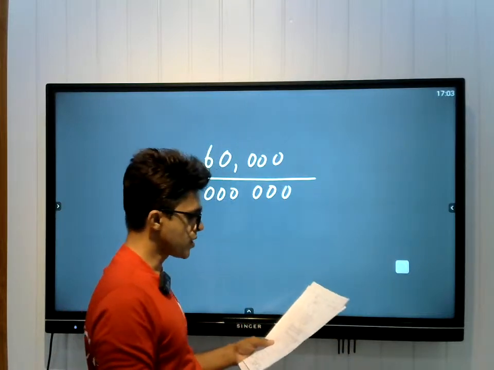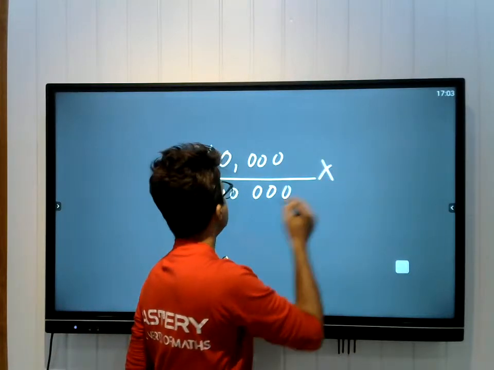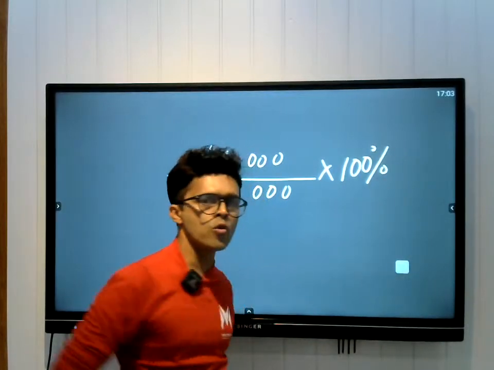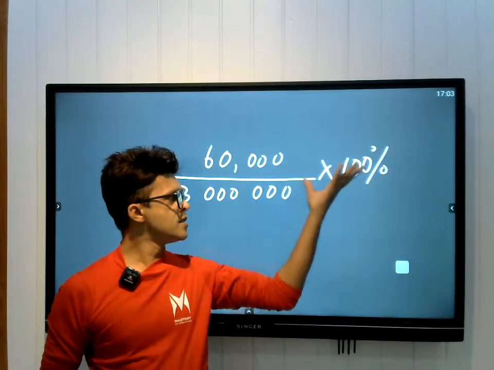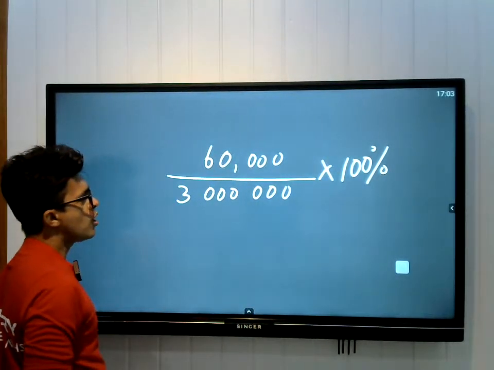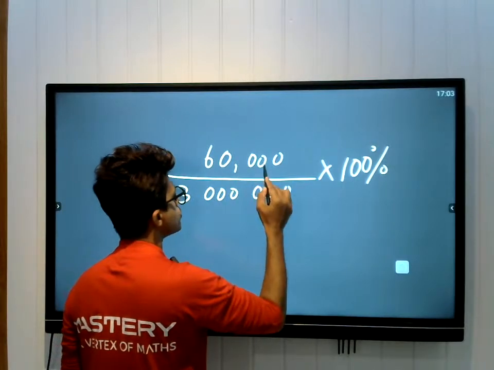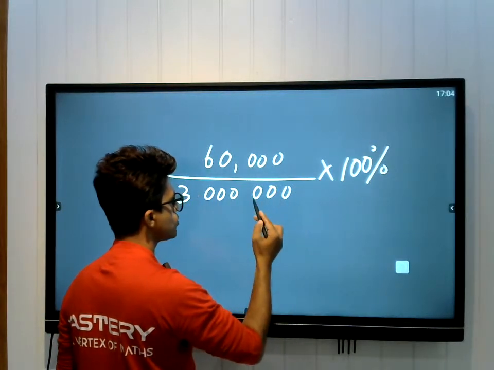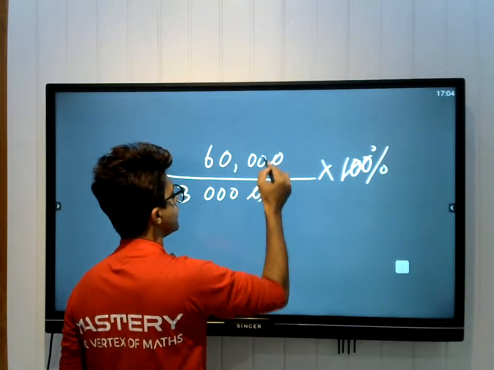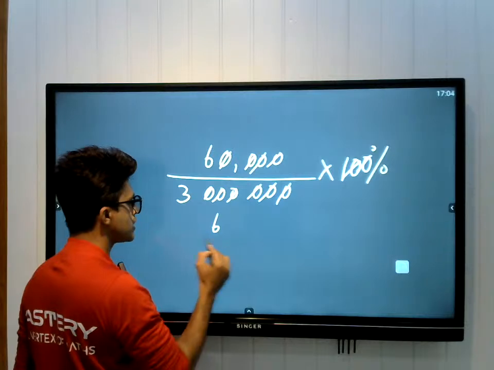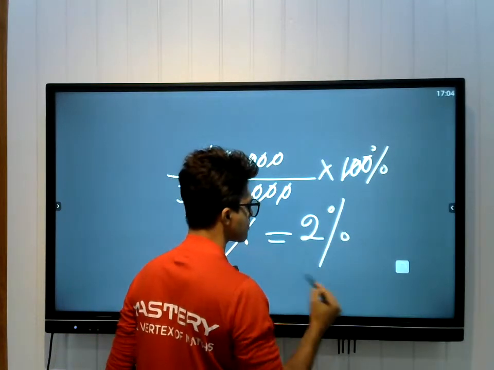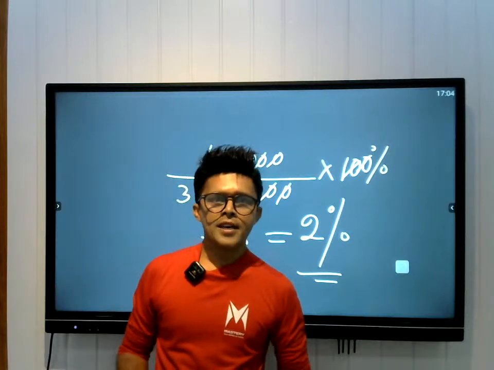You need to find the percentage of commission. Then 60,000 over 3 million into 100%. When a commission is found, it is multiplied by 100%. So now simplify. Here 1, 2, 3, 4, 5, 6 zeros, those zeros can be simplified. Then 6 over 3 means 2%. This is the answer.